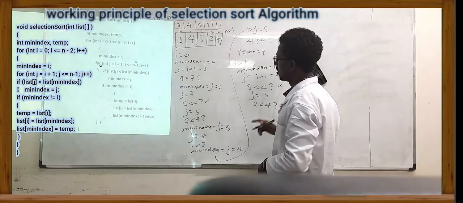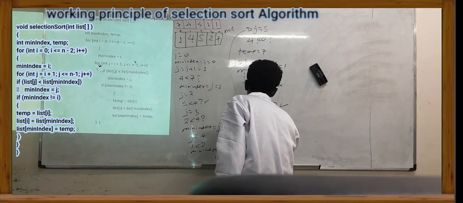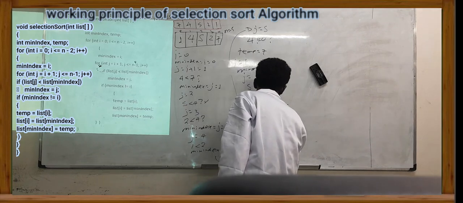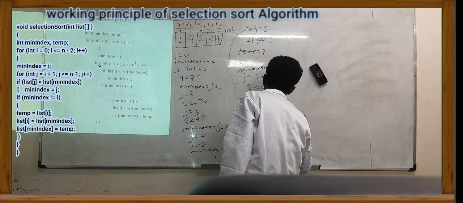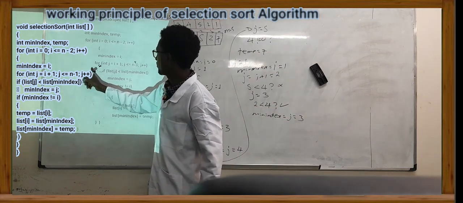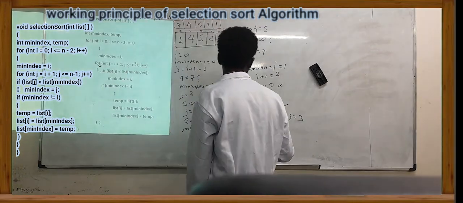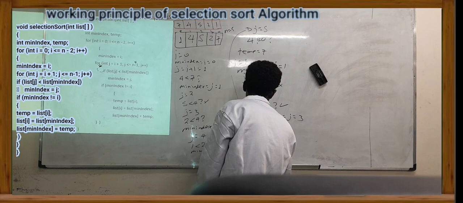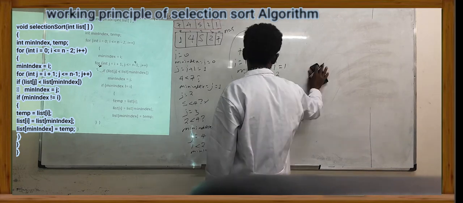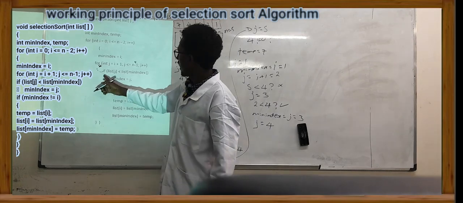This statement is true. So what you have to do? Change the value of min index to j. Min index is equal to j, which is 3. Good. Then back to the for loop and increment j. J is incremented to 4.